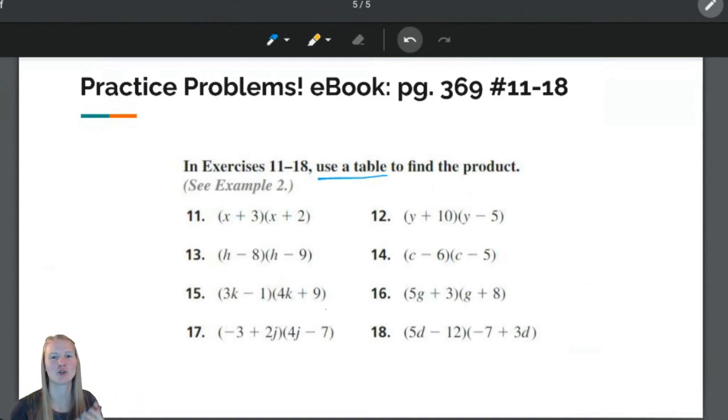Multiplying binomials using a table. If using a table did not work for you, there are going to be videos up on the screen about using the FOIL method and using the distributive property method. So you can check out both of those videos if you didn't like this one.